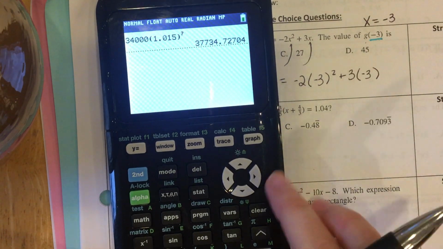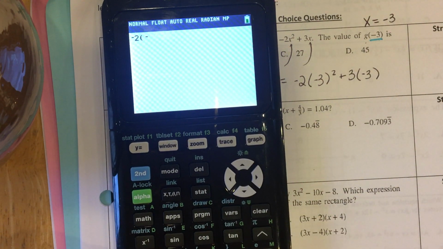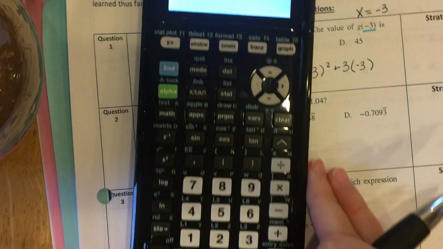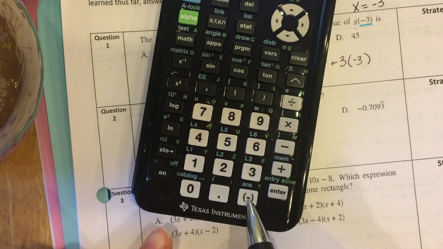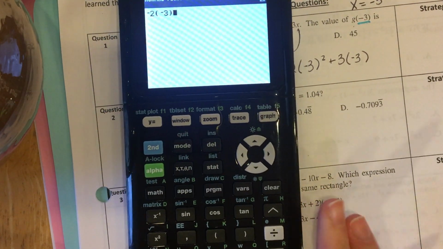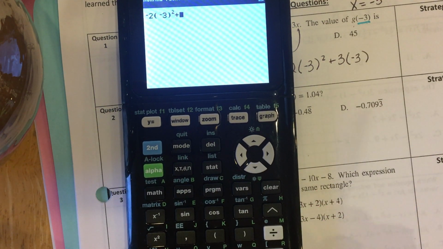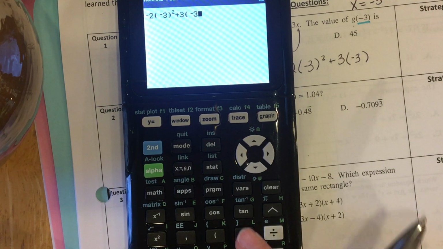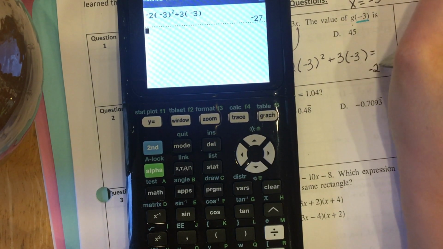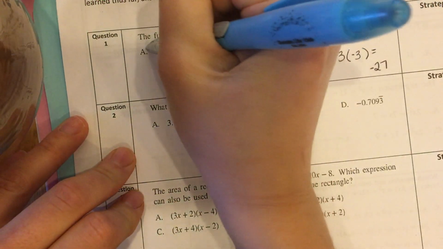So let's see, hopefully you can see all that. So you plug in negative 2 parentheses, negative 3. Make sure you're using that negative button, not the minus for these negatives. Squared is right here. Plus 3 parentheses times negative 3, and you hit enter, and that equals negative 27. Okay, your answer to that would be right here.